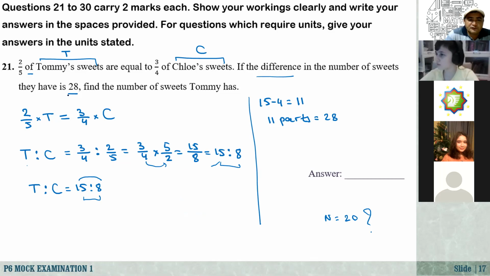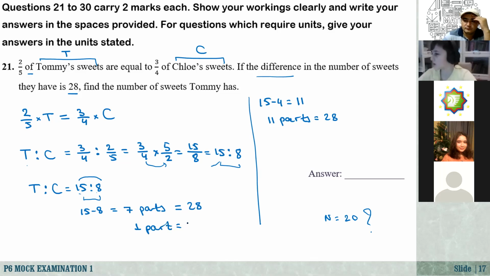Anyway, so the difference is 28. The difference is 15 minus 8, which is equal to 7 parts or 7 units, you can say. That is equal to 28. So if 7 parts is equal to 28, Turan, what is 1 part or 1 unit equal to? It is equal to 4. Very good. So 1 part is equal to 4.